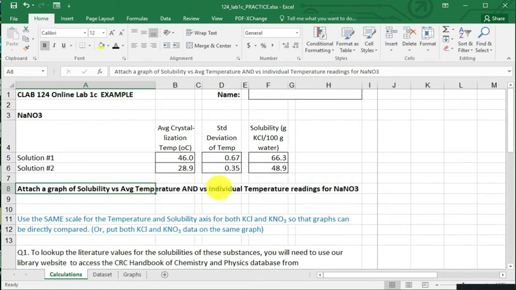So I'm going to have to put all of the individual temperatures and the average temperatures on the x-axis, but even though the solubility will be the same, I'm going to use different columns. One for the individual solubilities and one for the average solubilities. It's going to look a little funny.